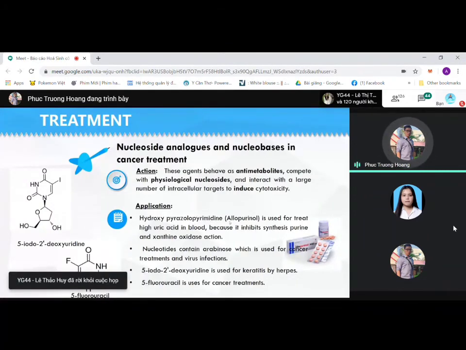Pyrazolopyrimidine, or allopurinol for short, is used to treat high uric acid in blood, or gout, because it inhibits synthesis of purine and xanthine oxidase action. Nucleotides containing arabinose are used for cancer treatment and viral infection.